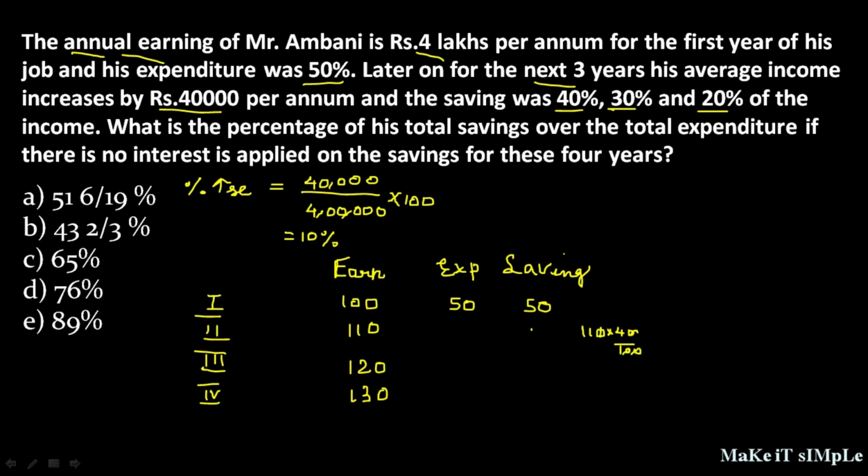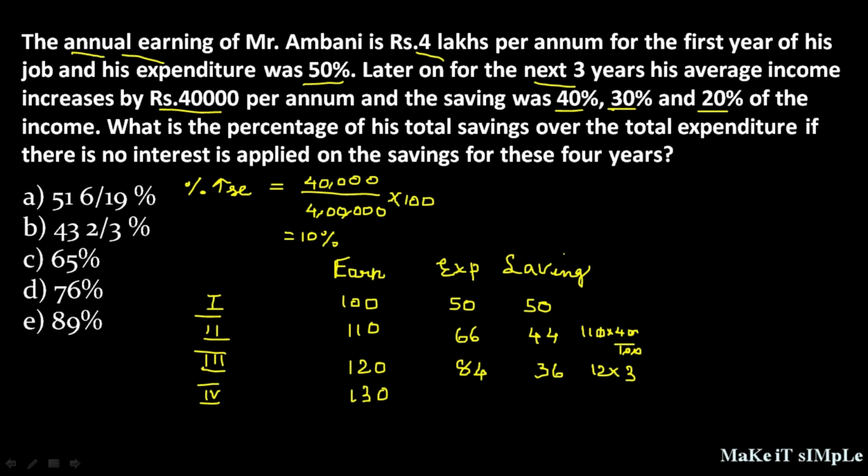We'll be getting it as 44. So expenditure will be 66. Next is 30%. 30% of 12 into 3, we'll be getting it as 36. Then 120 minus 36, we'll be getting expenditure as 84.